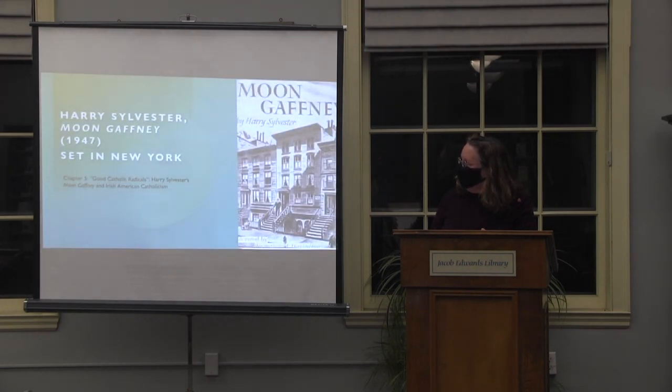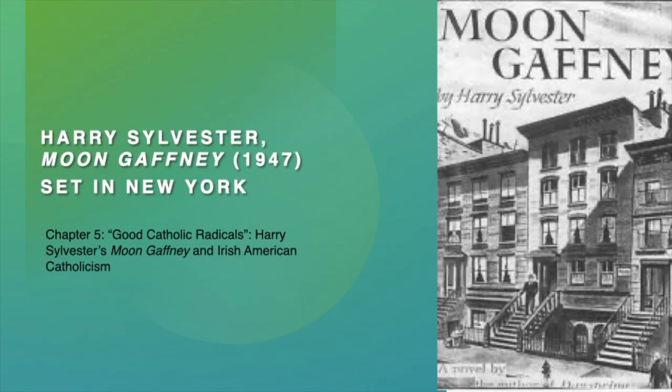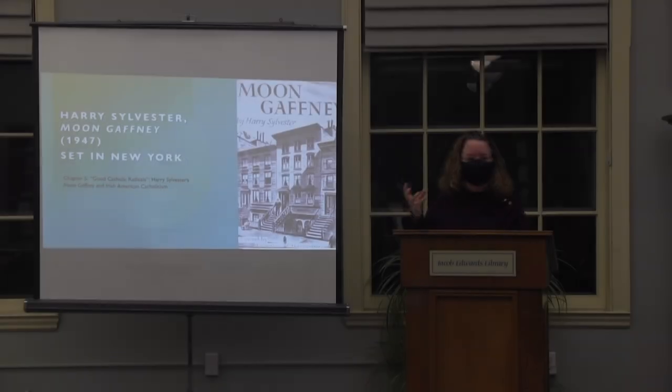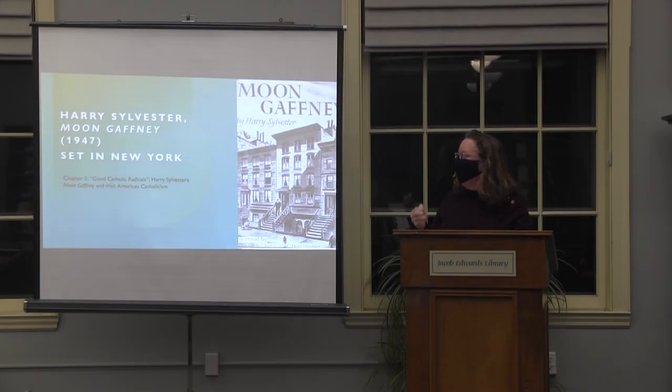The next book I write about is Moon Gaffney by Harry Sylvester, which is a New York set book. Harry Sylvester, he really takes on the Catholic Church. This one has a slightly different tilt to it. He takes on a Catholic Church that seems to be, in his point of view, mostly interested in filling the collection plate and not in helping the poor. So he puts that up against, actually, Dorothy Day, who is a character in the book.